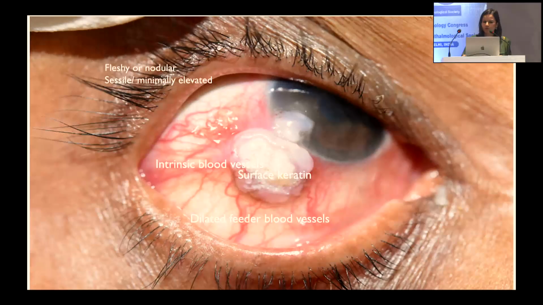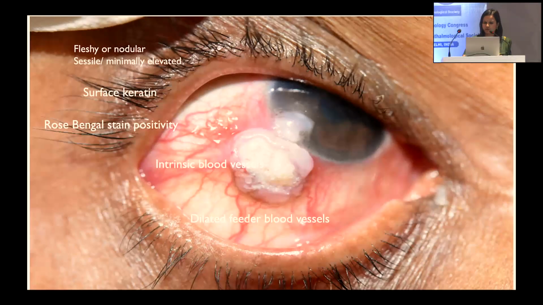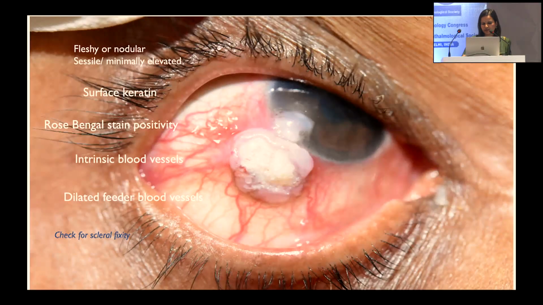What is to be looked for is a fleshy or a nodular mass. It may be even sessile. The surface keratin is very important, which stains positive with rose Bengal staining, the intrinsic blood vessels, and the dilated feeder vessels. Of course, not to miss is the scleral fixity of the lesion.